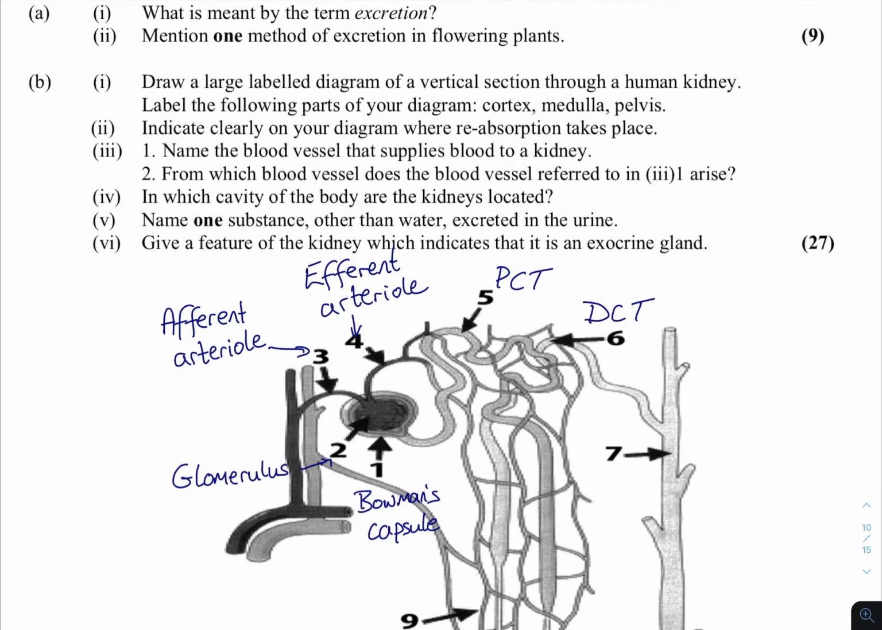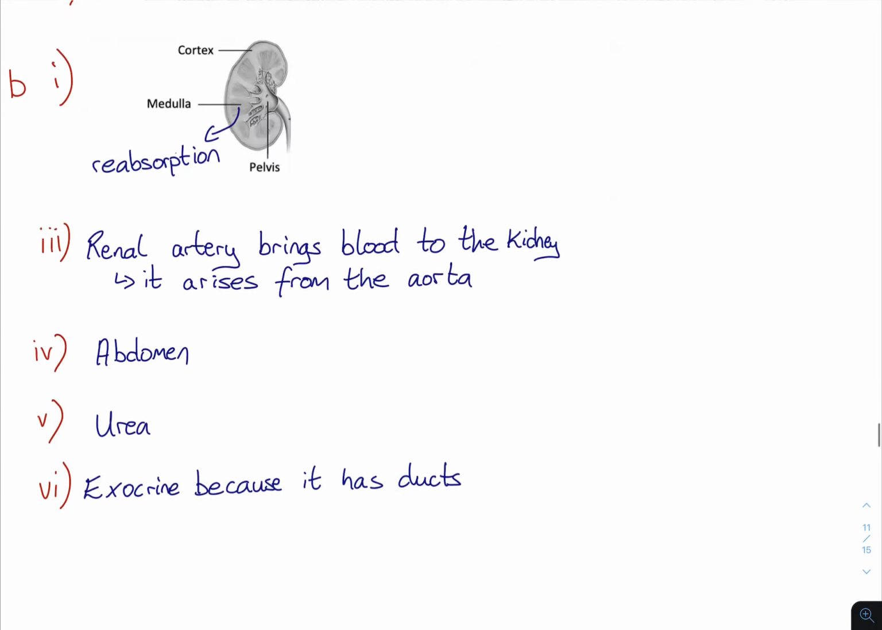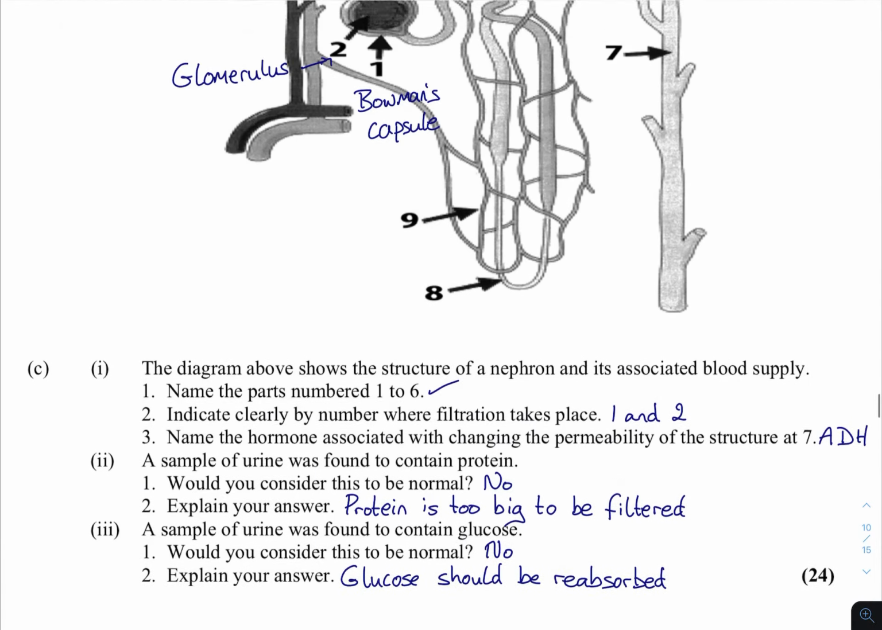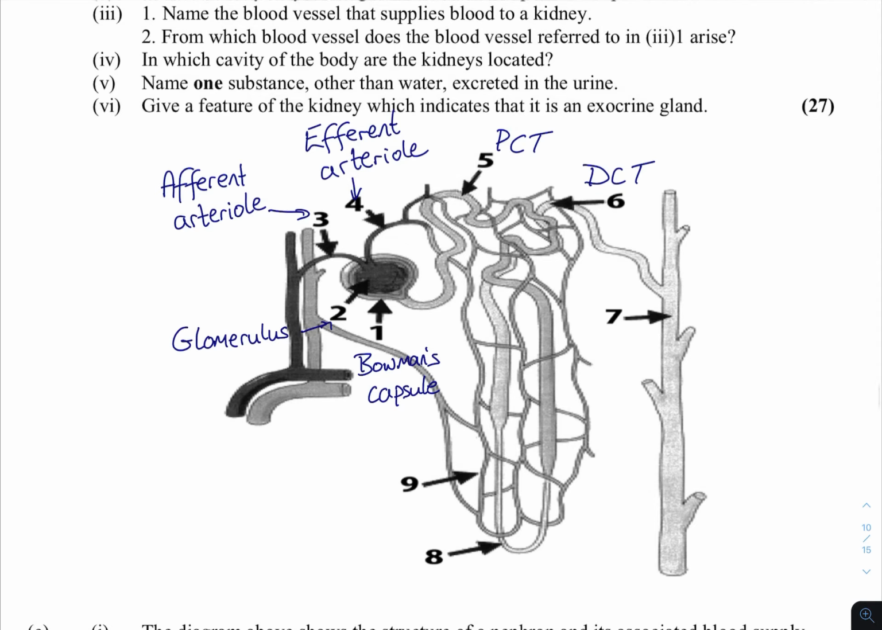Give a feature of the kidney which indicates that it is an exocrine gland. So this is going into the endocrine chapter, which has to do with hormones. If it's an exocrine gland, it means there is a duct present. So exocrine because it has ducts.